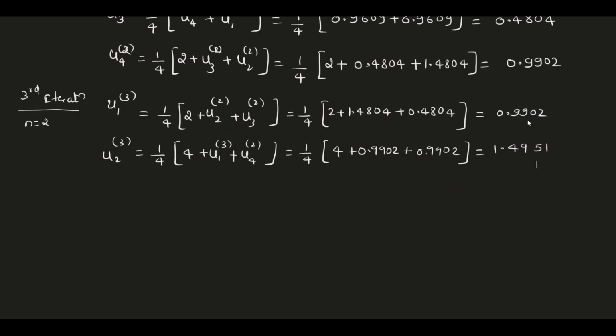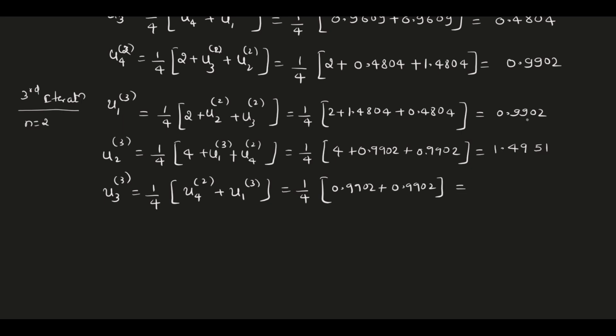You calculate along with me. Yes. Now U3 of 3 is equal to 1 by 4 of the formula U4 of 2 plus U1 of 3. So it is 1 by 4 of these two values, only 0.9902 plus 0.9902. So you are going to get U3 of 3 as 0.4951.